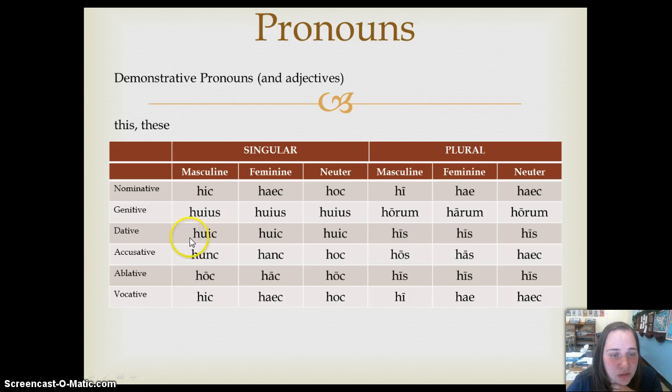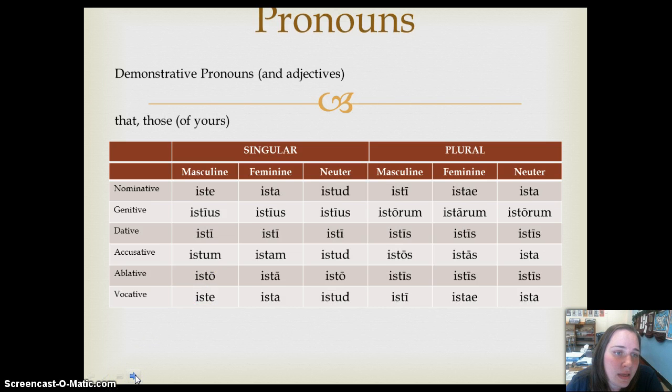That is certainly the case for our next demonstrative pronoun, hic, haec, hoc, huius, huius, huius, that -ius. Huic, hoc. This one has, of course, a c at the end, so that shortens the i, but again, an irregular dative singular ending, okay?